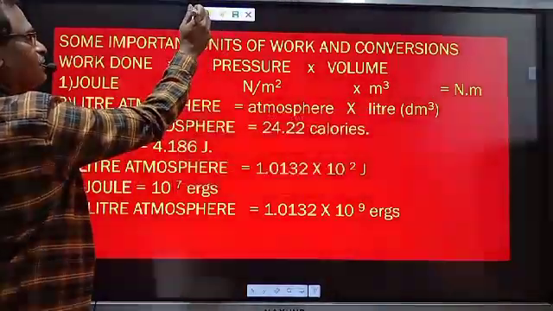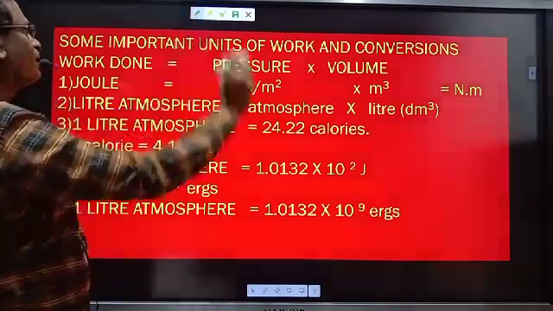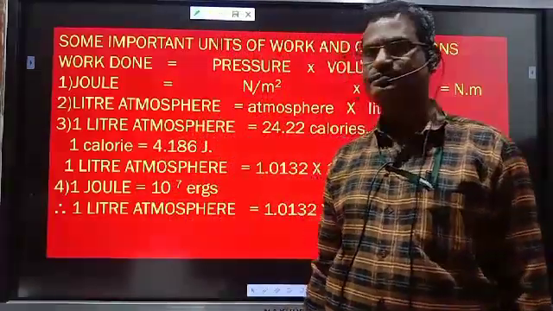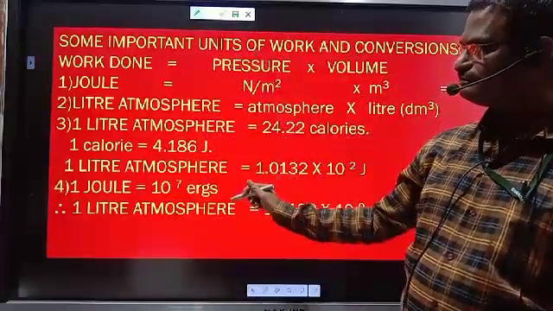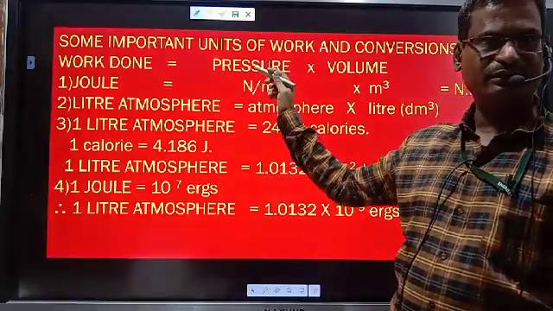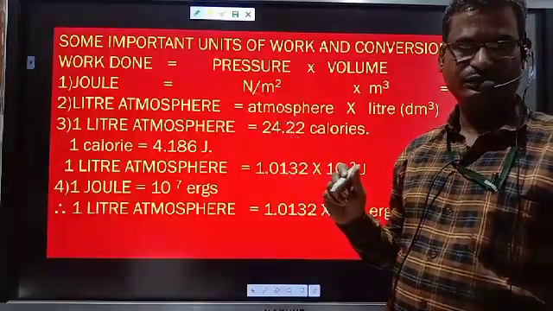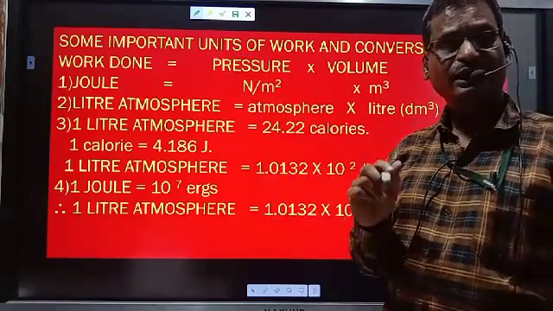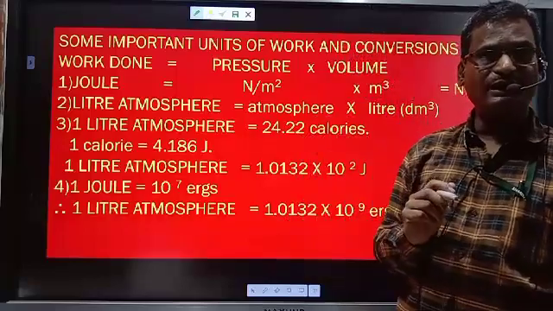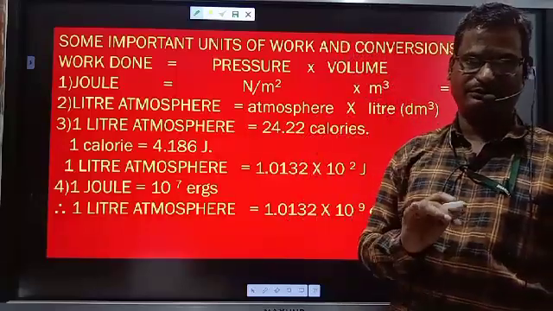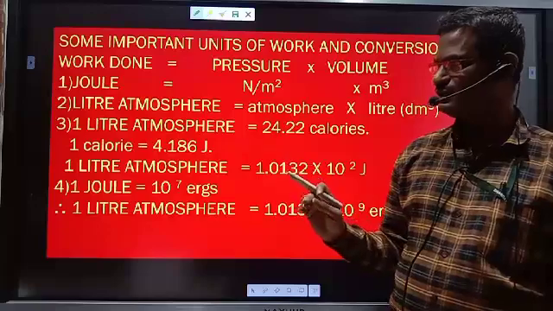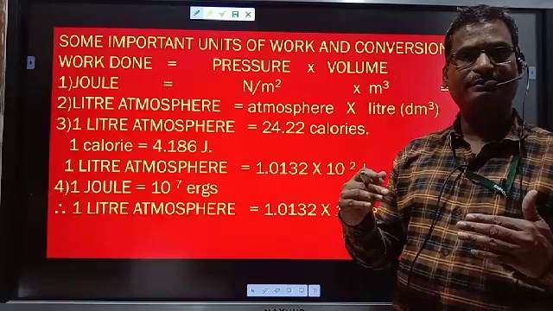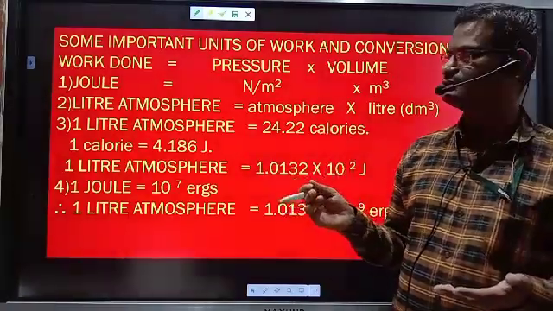Now let us see the units of work, some important units and sign conventions. I have included this part in this slide. Either you have to keep it in mind or learn it by heart. The part over here you have to learn by heart. The important calculation part comes from the next slide onwards.